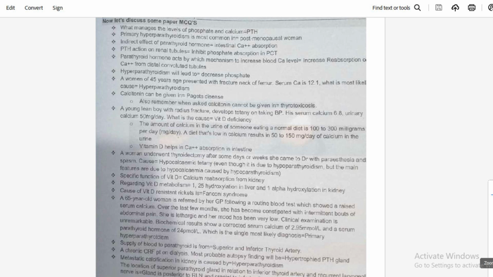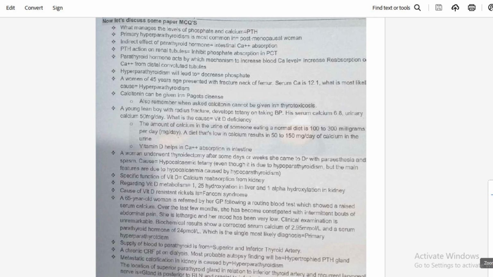A few MCQs related to hyperparathyroidism. Primary hyperparathyroidism is most common in postmenopausal women. So there is another MCQ. A woman of 45 years of age presented with fracture of the neck of femur. Serum calcium is 12.1. What is the most likely cause?